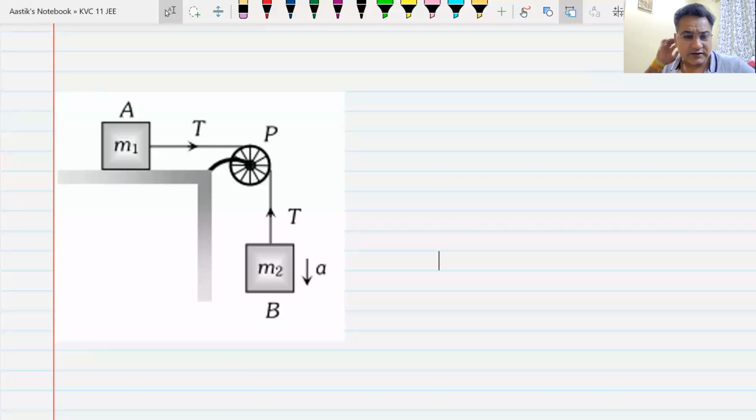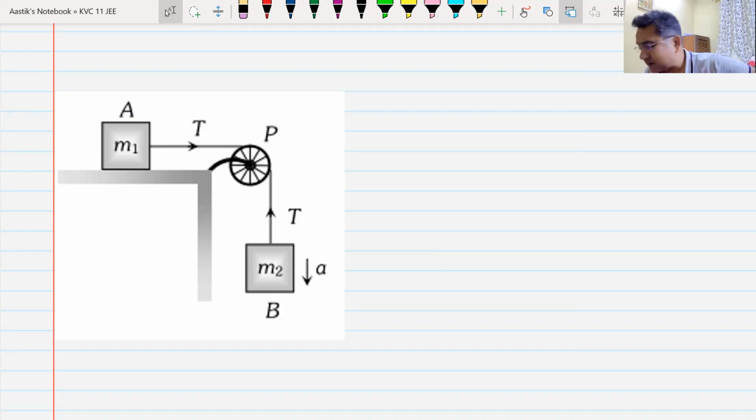Now I have two blocks, one hanging and one kept on ground. The block which is kept on ground has a mass of m1. The block which is hanging has a mass of m2. Can you tell me how the system is going to move? It can only move downwards. We understand this?